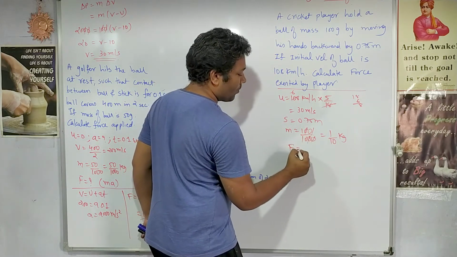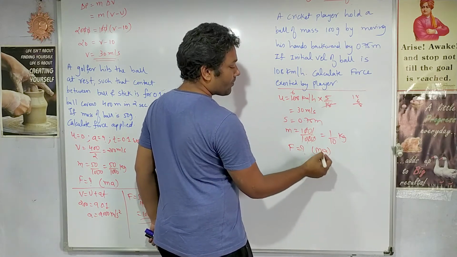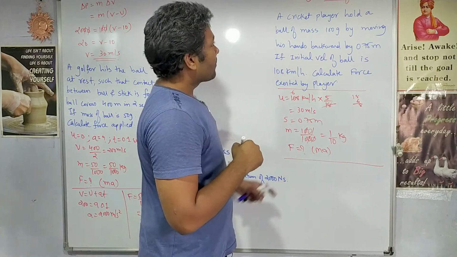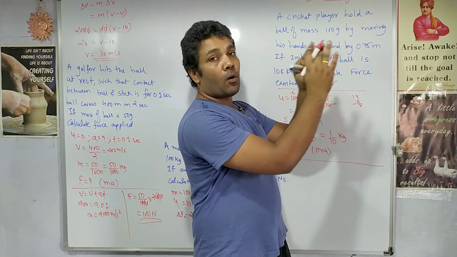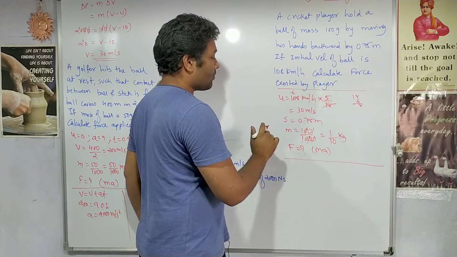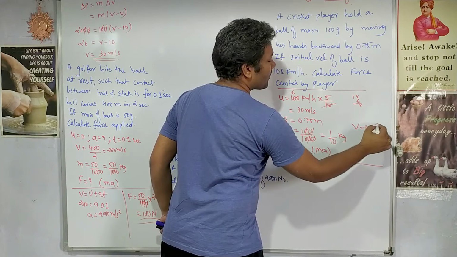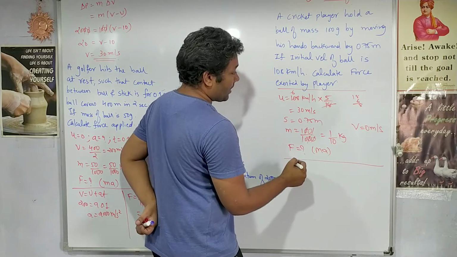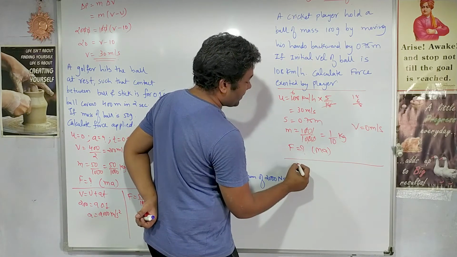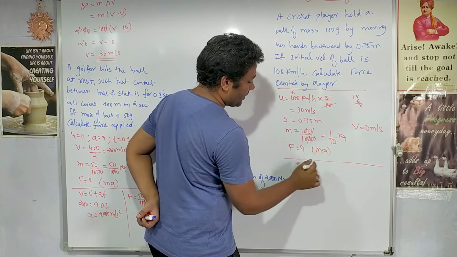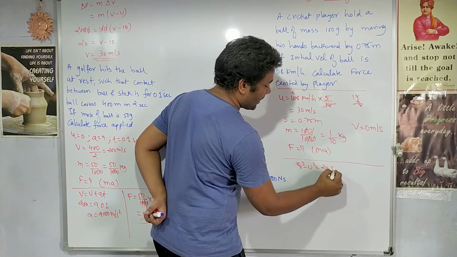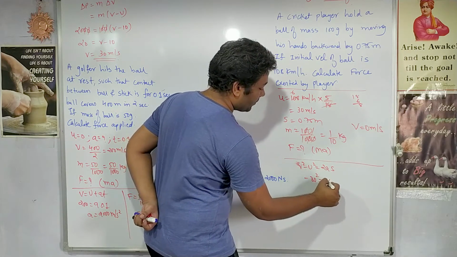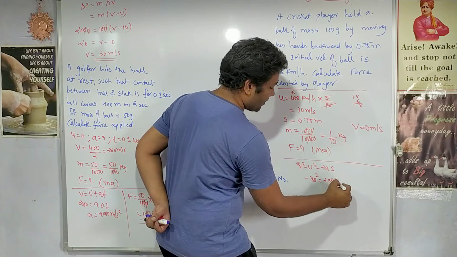So again, to calculate the force, right? Mass into acceleration. Mass has been given, acceleration we do not know. To find out acceleration, we use the equation of motion. Now see here, the cricket player is holding a ball. So by default, it should come to your mind that the final velocity will be 0 meters per second, because the ball will come to rest. So we can use the equation v square minus u square is 2as. Final velocity is 0, initial velocity is 30 square, 2 into acceleration, and displacement is 0.75 meters.